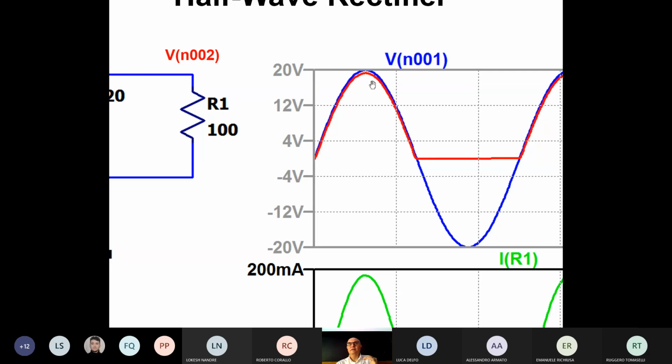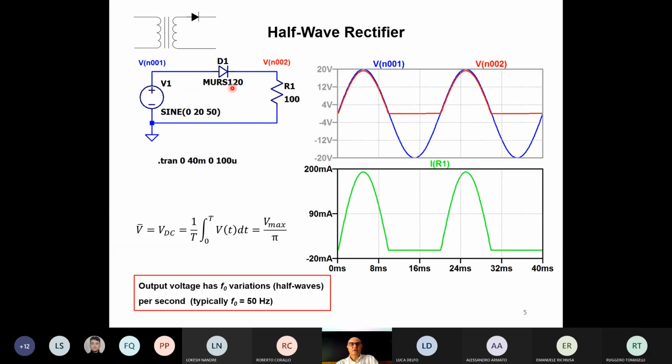What is this difference? This difference is due to the knee voltage, to the 0.7 volts drop across the diode. So when the diode is on, there are 0.7 volts between anode and cathode of the diode. And so we'll see them here. There are other slides where this effect will be expanded. Why will it be expanded?